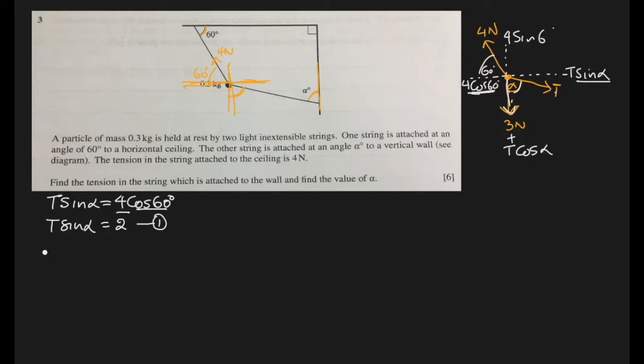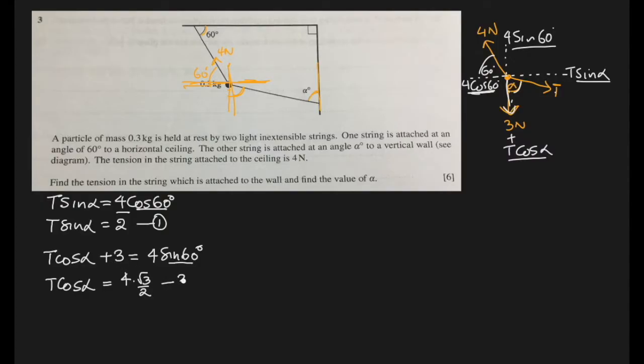Let's talk about equation number 2, where we will compare the vertical forces. So 4 sin 60 and this T cos alpha, which is downwards, plus 3 Newton, which is also downwards, will be equal to 4 sin 60. Let's keep T cos alpha here and bring 3 there. So it becomes 4 sin 60 is square root 3 over 2, and then this plus 3 goes there and becomes minus 3. Okay, so this cancels also.